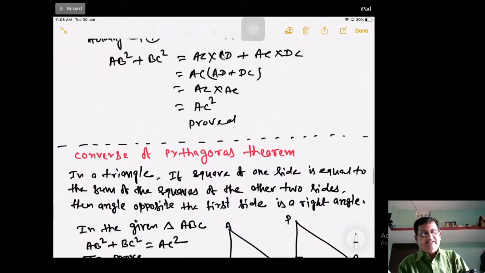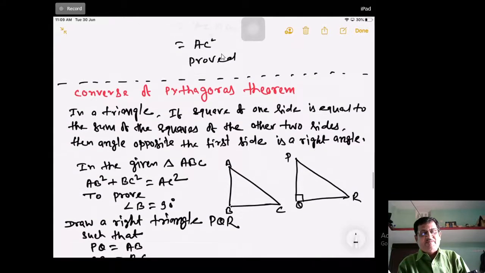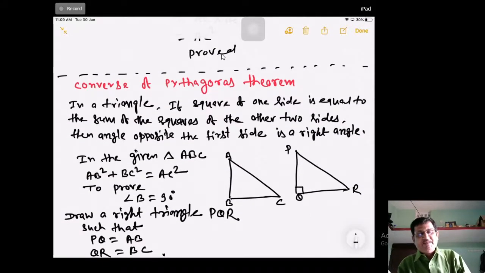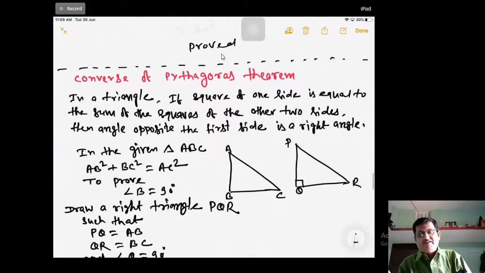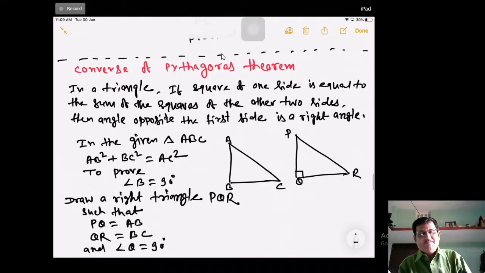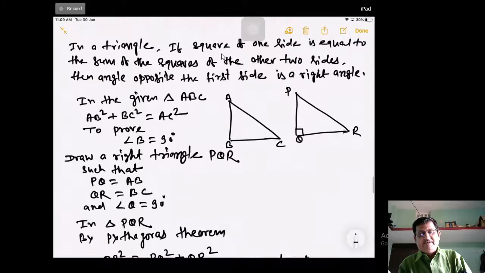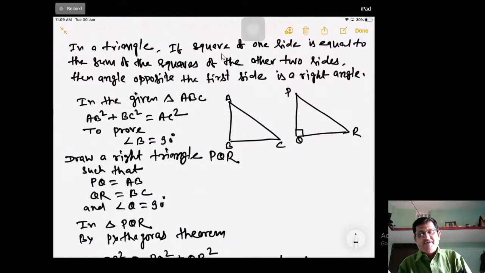Now the converse of Pythagoras theorem. In a triangle, if the square of one side is equal to the sum of the squares of the other two sides, the angle opposite the first side is a right angle. Now, in the given triangle ABC, AB square plus BC square is equal to AC square. To prove angle B is equal to 90 degrees.